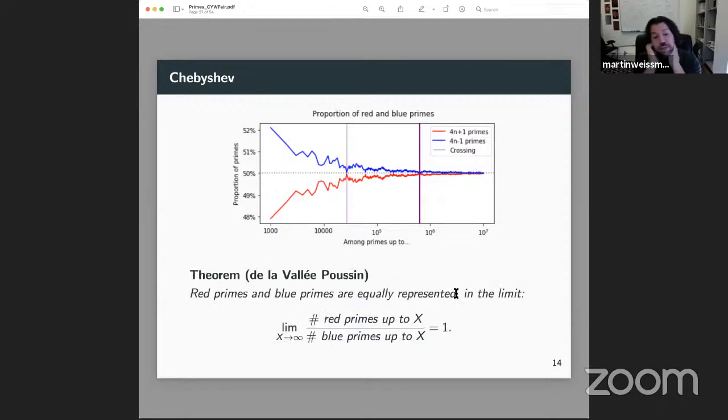Well, but first I can tell you that de la Vallée-Poussin actually proved that in the limit you get a 50-50 ratio. That red and blue primes, if you make this graph extend, then in the limit they get to 50-50. In other words, the quotient is 1. They're equally likely to occur in the limit.